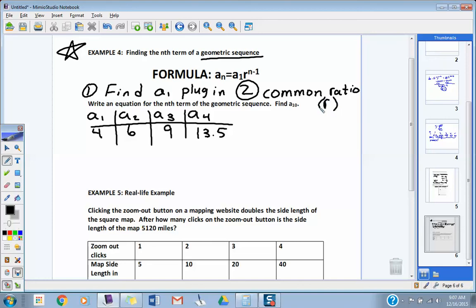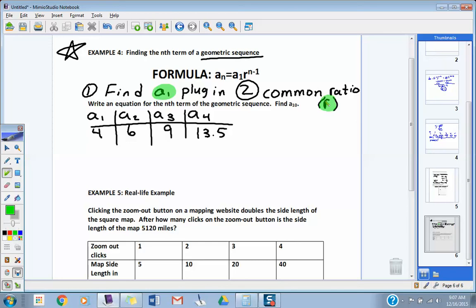So what this essentially comes down to is the following. You need to find something to plug in for a1, and you need to find something to plug in for r in order to write a function. And I'll show you how this works. That's only 2 steps. It's only 2 steps, but then we're going to take it a step further.